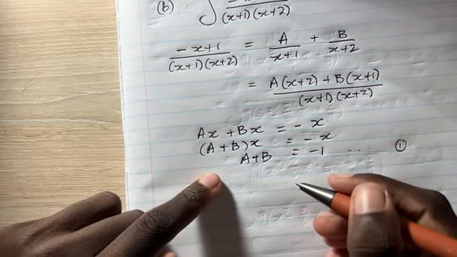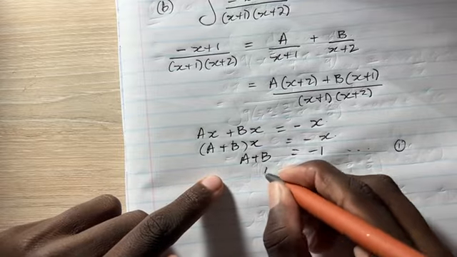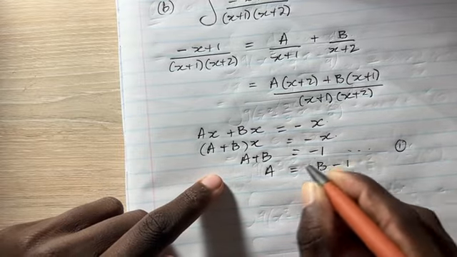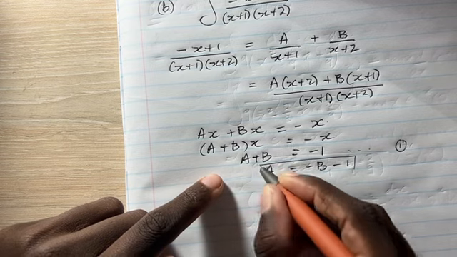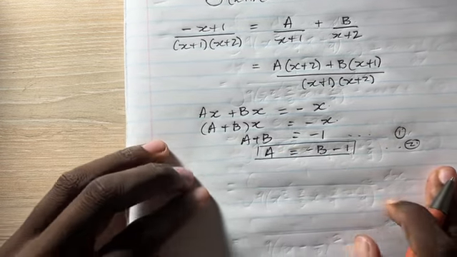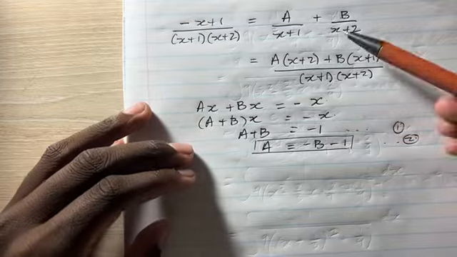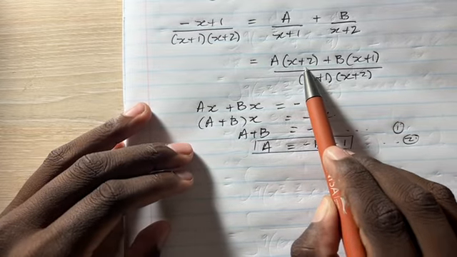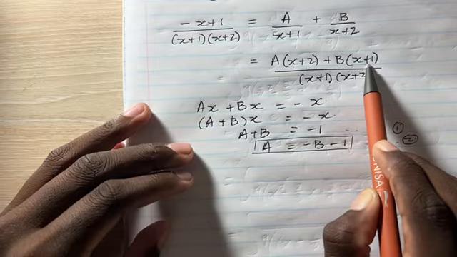Now let's make a our subject. Maybe a equals minus b minus 1. Maybe we can say this is our second equation. That was just dealing with the x's. Now let's deal with the constants. This is going to be 2a plus b.